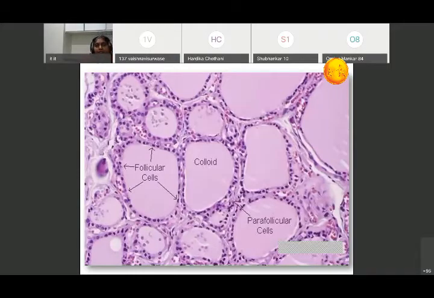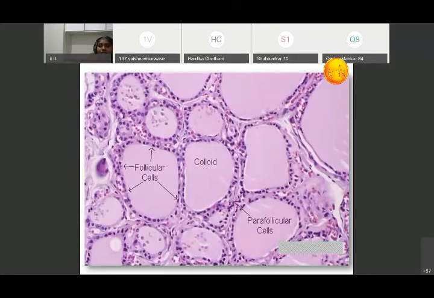See the figure? Follicular cells. See the follicular cells? In the center is colloidal material that is called thyroglobulin, and on the right side there are parafollicular cells that secrete calcitonin. These three hormones are secreted by the thyroid gland.